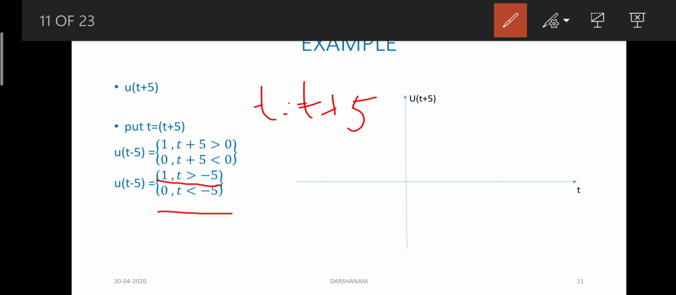Let's draw the figure. We know that minus 5 is here. For t greater than minus 5, it is 1. That is, the graph will look like this. And for t less than minus 5, it is 0. So it is an upward moving step with discontinuity at minus 5.